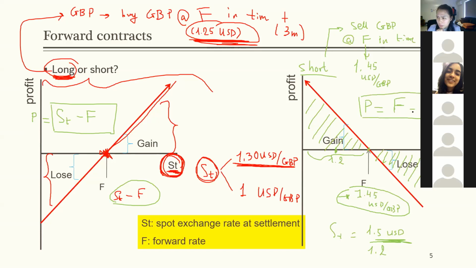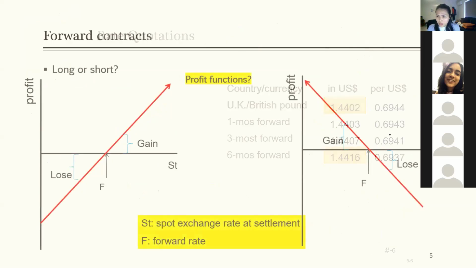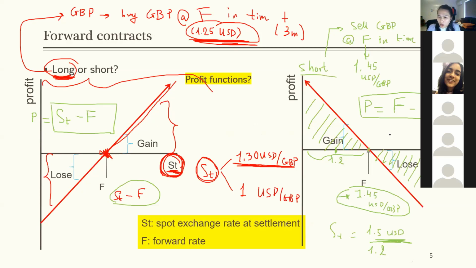So when ST is greater than F, my payoff is going to be negative, and when ST is less than F, my payoff is going to be positive. All right. So are we okay with long and short forwards and their payoff functions? Yep. Okay. Let me move on to the next slide.